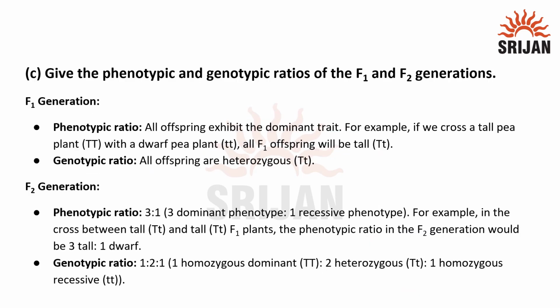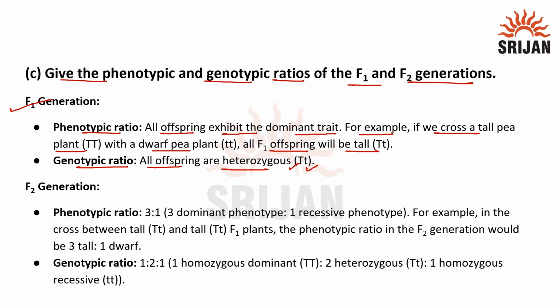Now let's answer the C part, that is give the phenotypic and genotypic ratios of the F1 and F2 generations. First is F1 generation. Phenotypic ratio: all offspring exhibit the dominant trait. For example, if we cross a homozygous tall plant and a dwarf pea plant, all the F1 offspring will be tall. Next is genotypic ratio: all the offspring are heterozygous, that is they have both the alleles for tallness as well as for dwarfness.